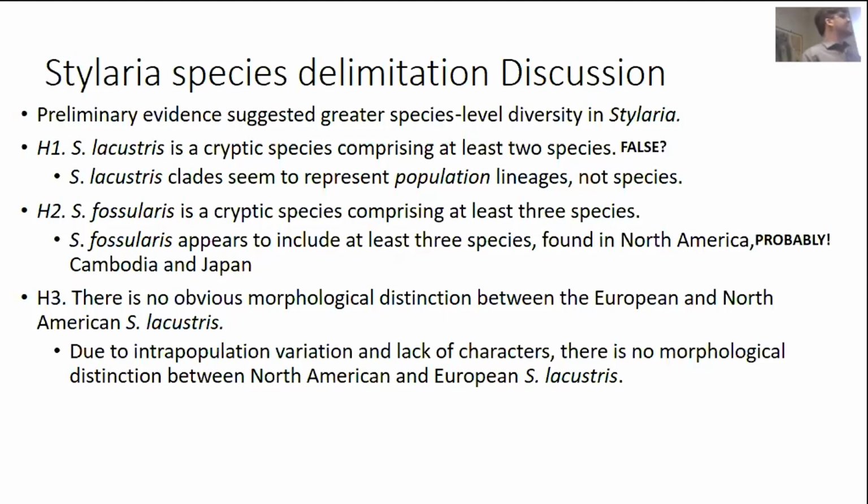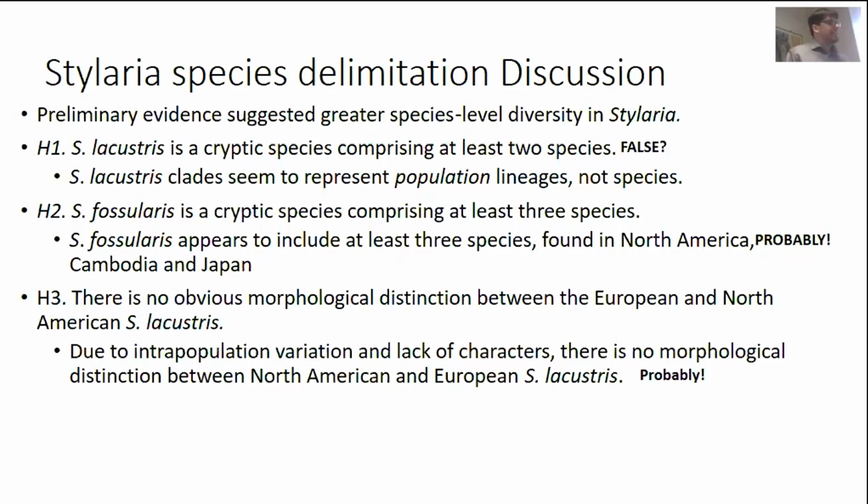And then hypothesis 3 is there's no morphological distinction between European and North American S. leucoceras. Just due to intrapopulation variation and lack of characters, there's no morphological distinction between the North American and the European S. leucoceras, unfortunately. So probably, until someone finds a new key character that I haven't seen yet.